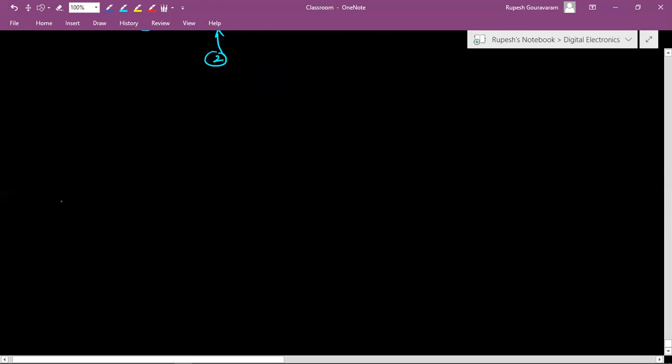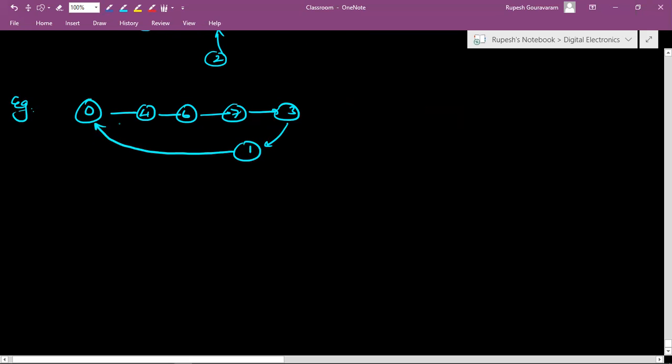So next, let us take more example. Suppose the states are like this. First one is 0, 4, 6, 7, 3, and 3 to 1, and from 1 it again goes to 0. And there are two digits which are missing, that is 2 and 5. So starting from 0, 1, 2, 3, so on 7, 2 and 5 are missing in this case. So 2 and 5 are unused states.